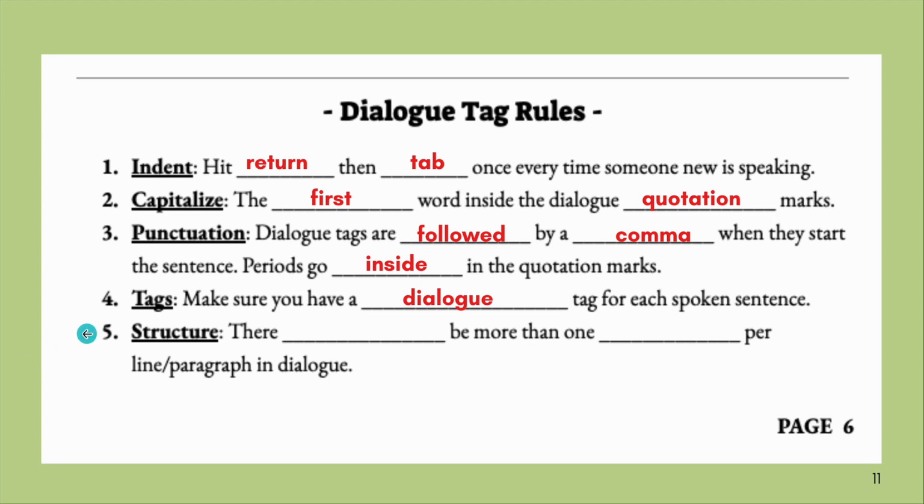Finally, regarding the structure, there shouldn't be more than one speaker per line or paragraph in dialogue. Please do not have multiple speakers within one giant paragraph. No, separate every speaker, every new spoken sentence with a nice paragraph, which, going back to this indent, creating new paragraphs for our speakers, okay?